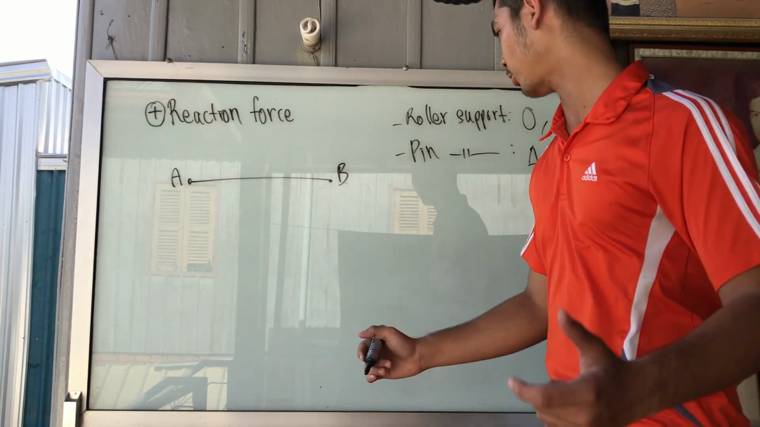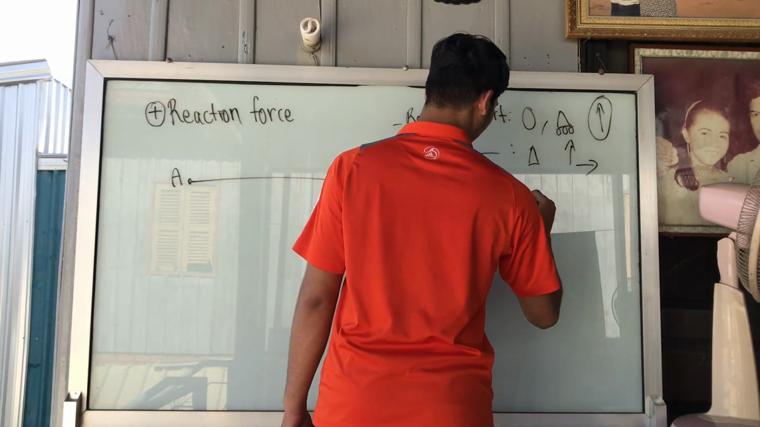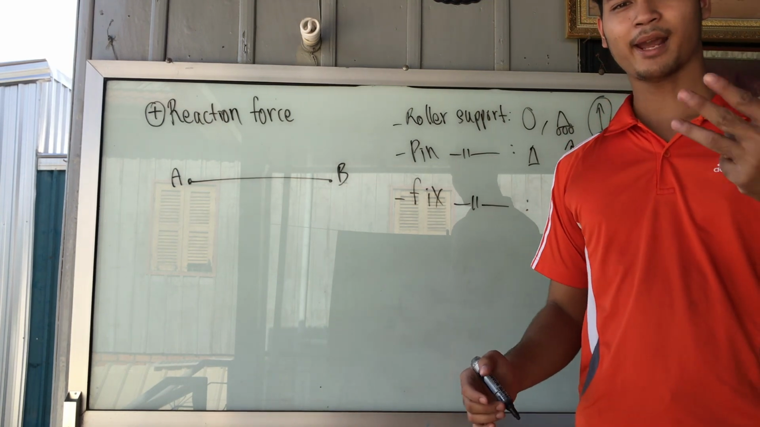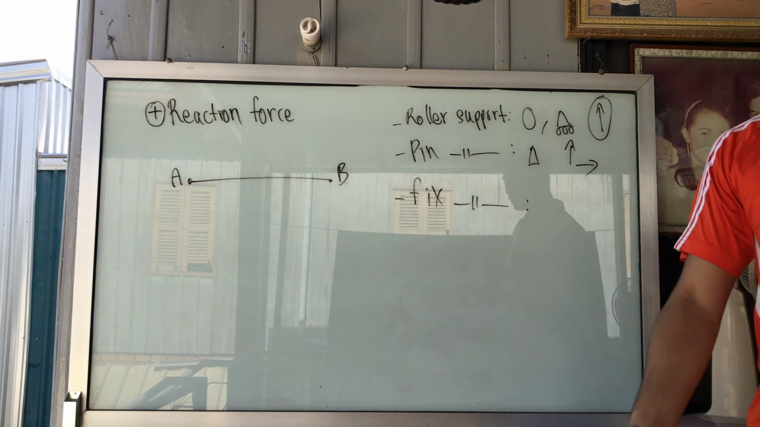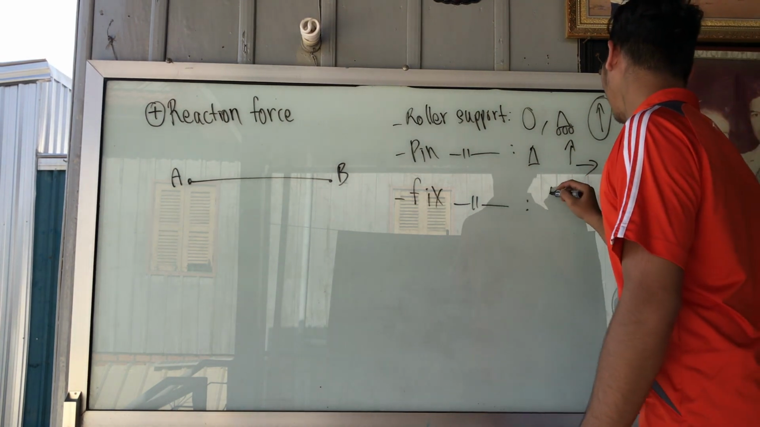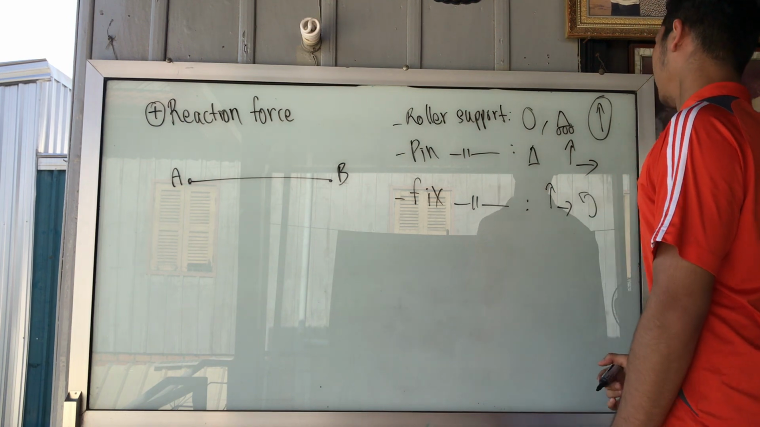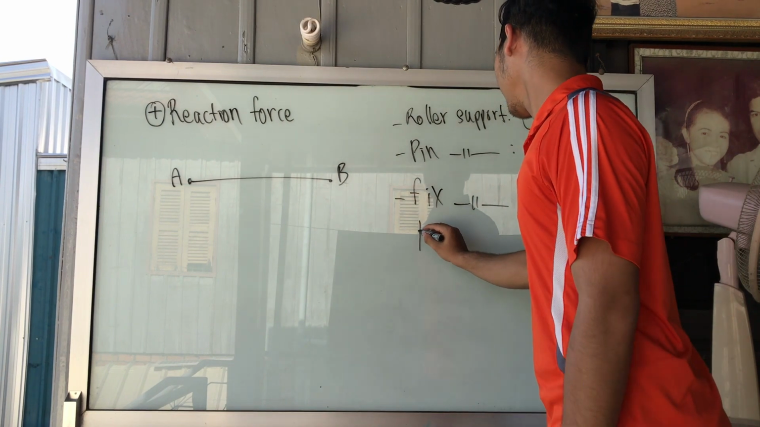And then we have fixed support. Fixed support has three main forces. There are two forces and one moment force. Okay, this is rotation just like this.